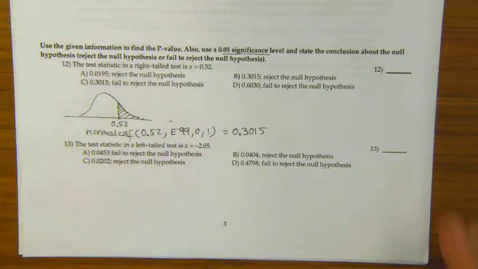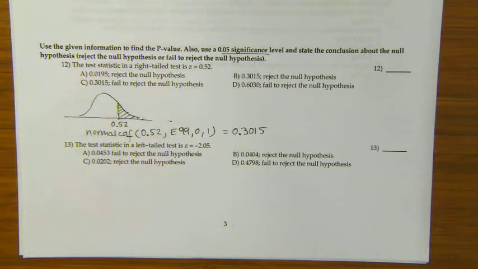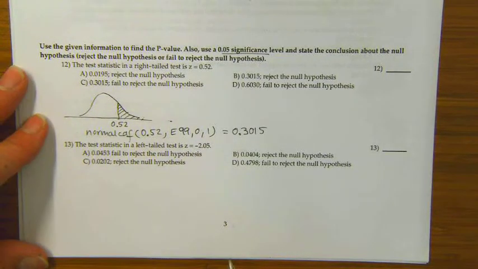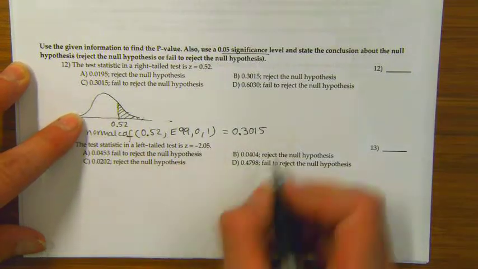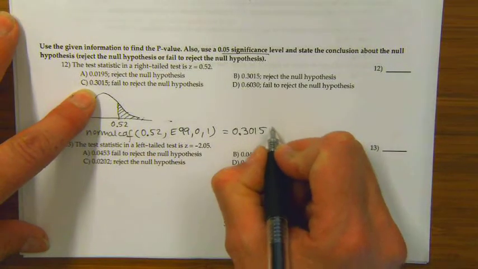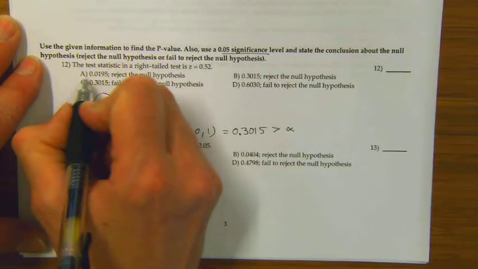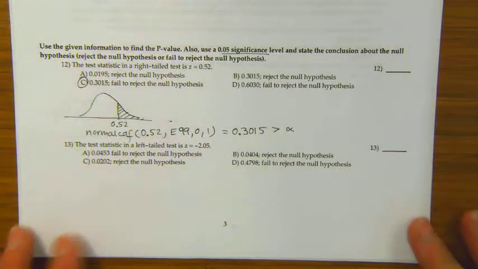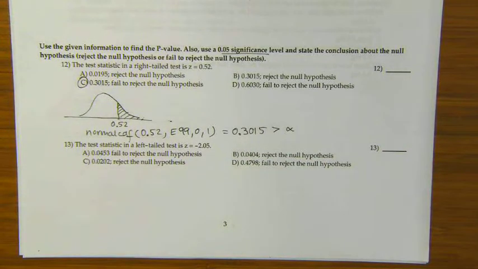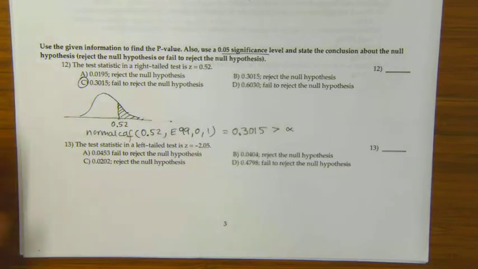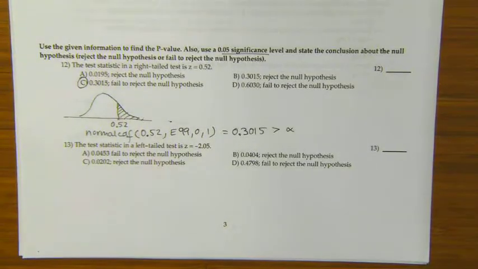Okay, we don't have to double it because it's just a one-tail test. So 0.3015, this p-value is greater than our alpha, and therefore we're going to fail to reject. So the correct answer would be C. Just remember, when it's somewhere in the middle, just normal sample fluctuation, you're going to fail to reject. If it's in the tails, that's when we reject.